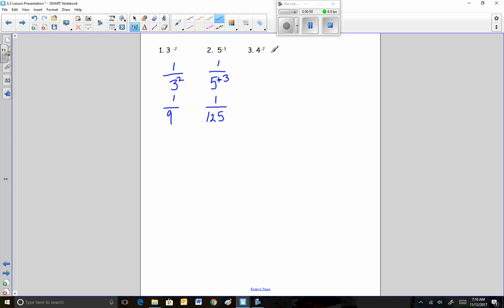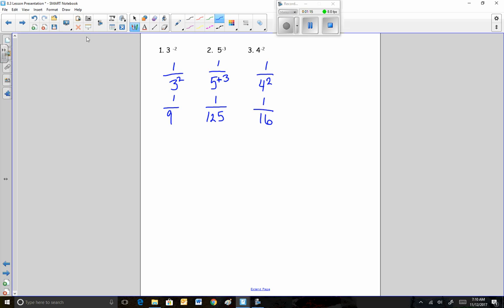Try this one. Pause your video and see what you get. Welcome back. Let's see how you did. You should have placed 1 over 4 to the second power, which means your final answer is 1 over 16, because 4 times 4 is 16.